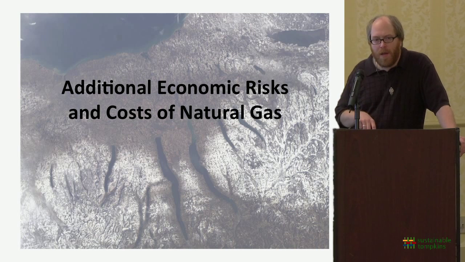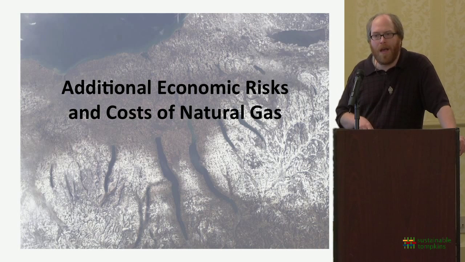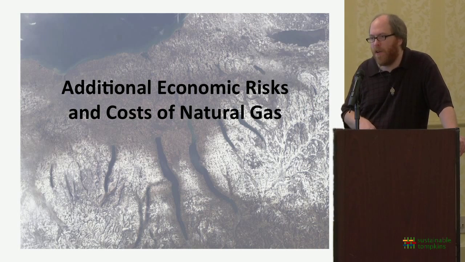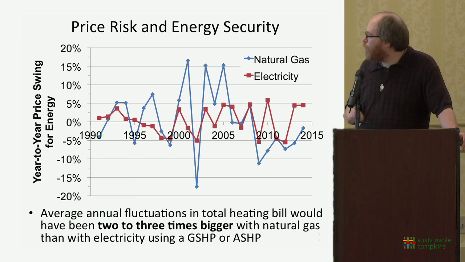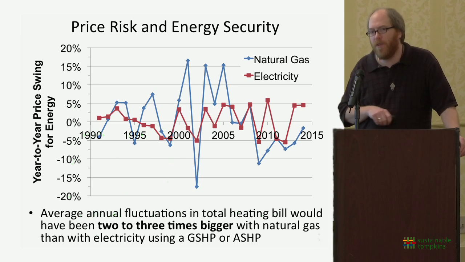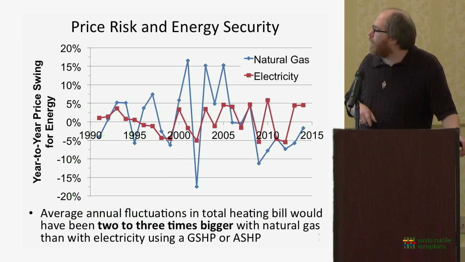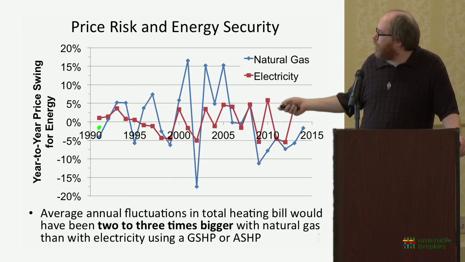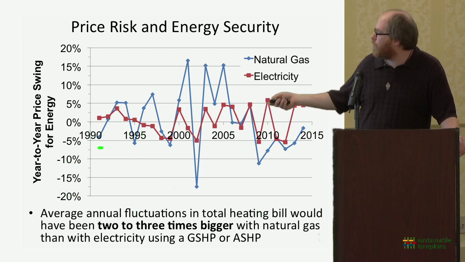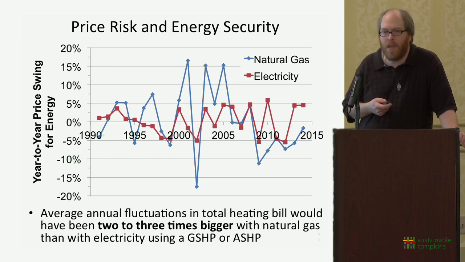So the last thing we'll talk about is some of those economic risks that we have avoided building into our baseline model, but are important to know. So the first is to note that the energy variability between natural gas and electricity over the last couple of decades has not been the same. The red line here is showing the year-to-year price swings in electricity. And you can see that generally it's swung no more than 5% up or 5% down in any given year.